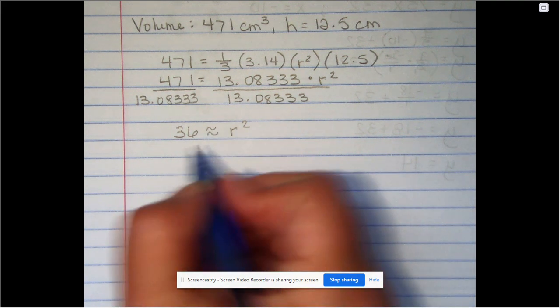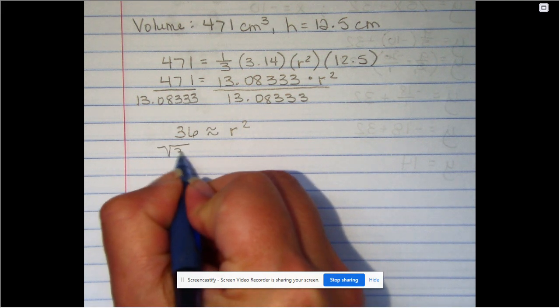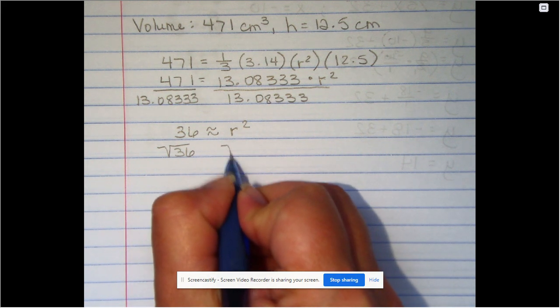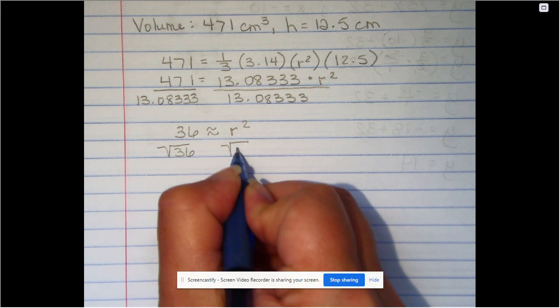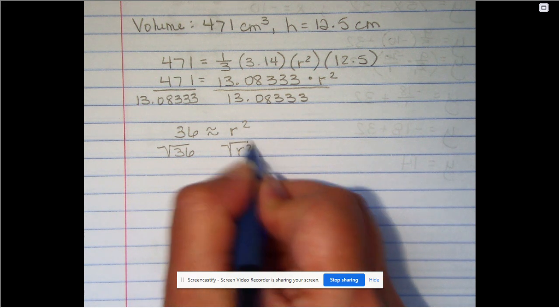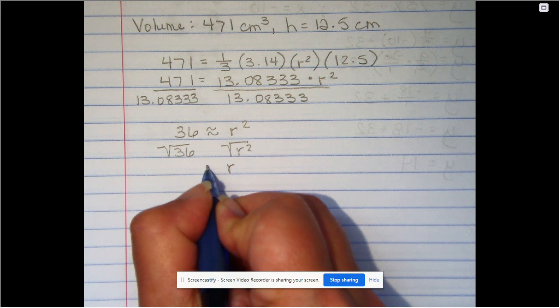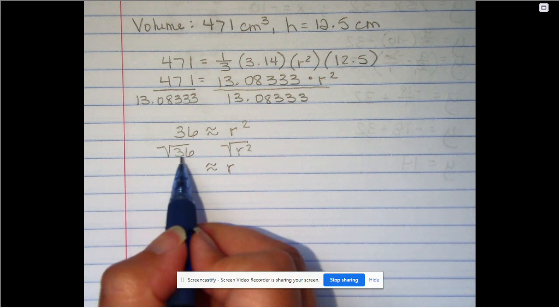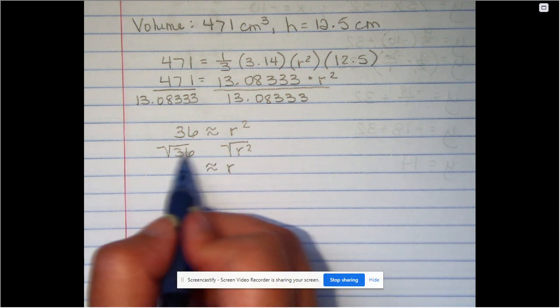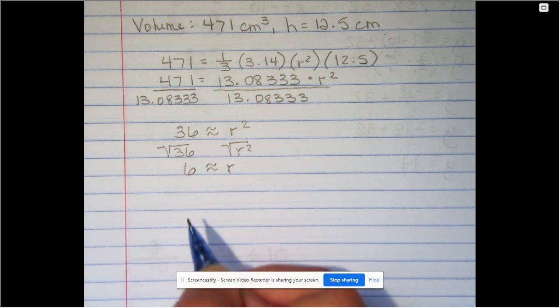So now I need to find the square root of 36 in order to isolate r. So radius squared, find the square root. Now I just have radius. This happens to be a perfect square root. It's not going to happen very often, but when it does, it's nice. The square root is 6.